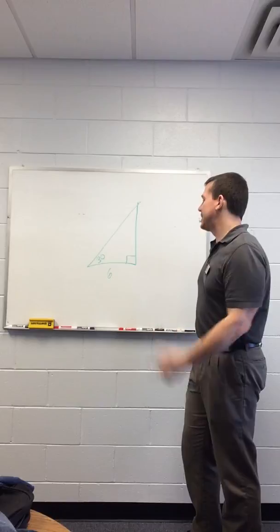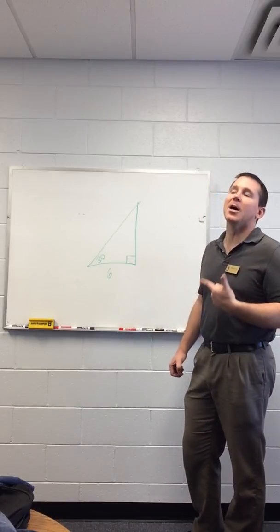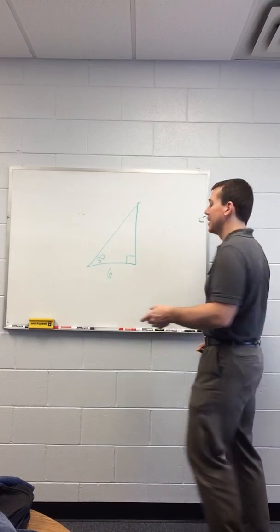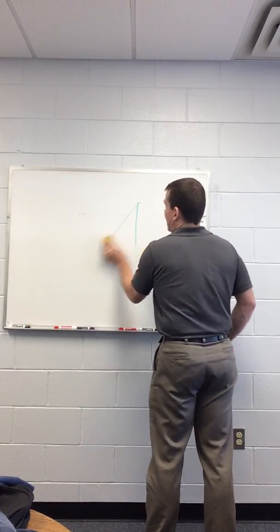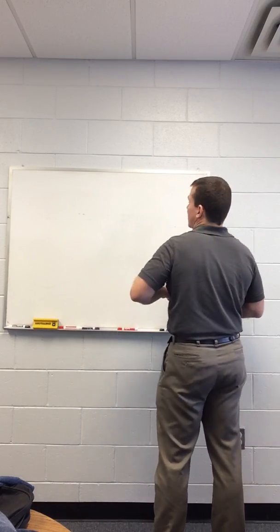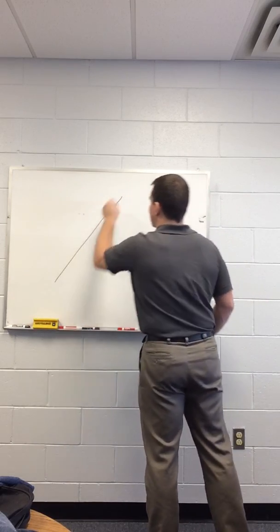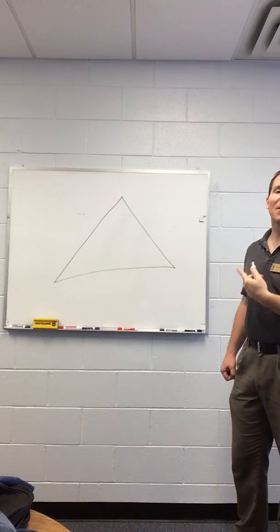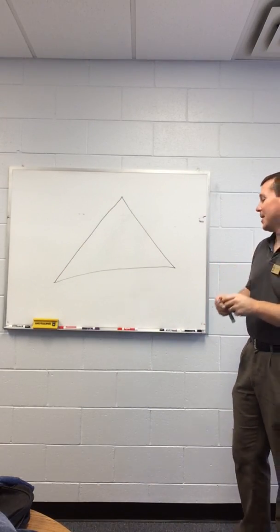The problem is that works because we know our trig ratios and right triangles work really nicely. And the question is, what happens if we want to solve a triangle that isn't a right triangle? So suppose we have a triangle that looks like this. Can I solve that if it's not a right triangle anymore?